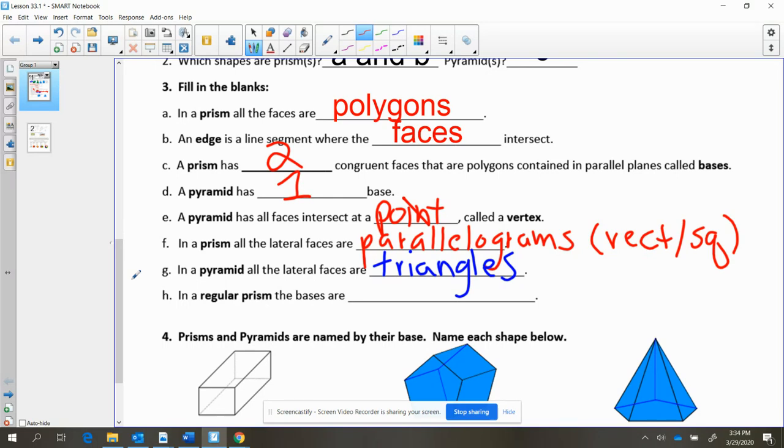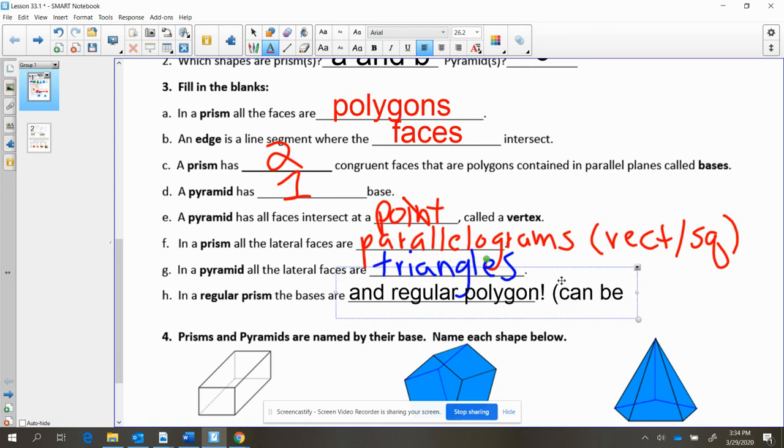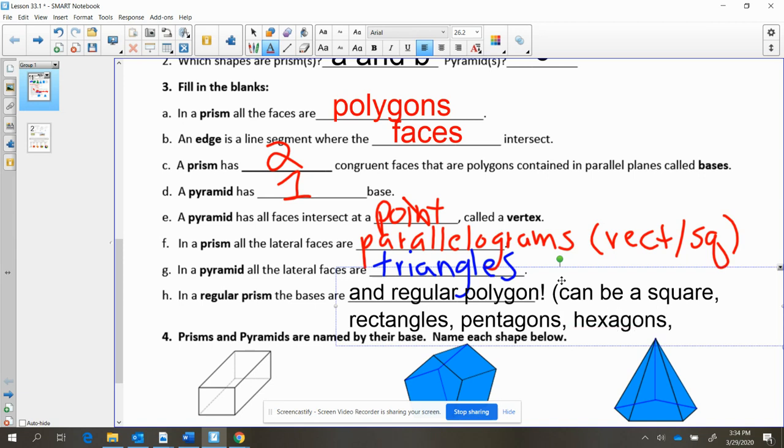All right, last but not least, in a regular prism, the bases are going to be any regular polygon. Now you're probably asking, what exactly does that mean? Well, the choices are kind of endless because officially it could be square, maybe rectangles, maybe pentagons, hexagons, octagons, heptagons, you get the idea, right? Etc., etc.